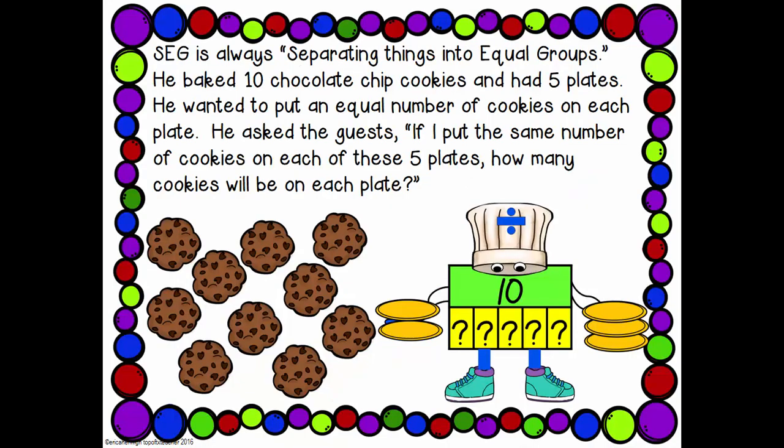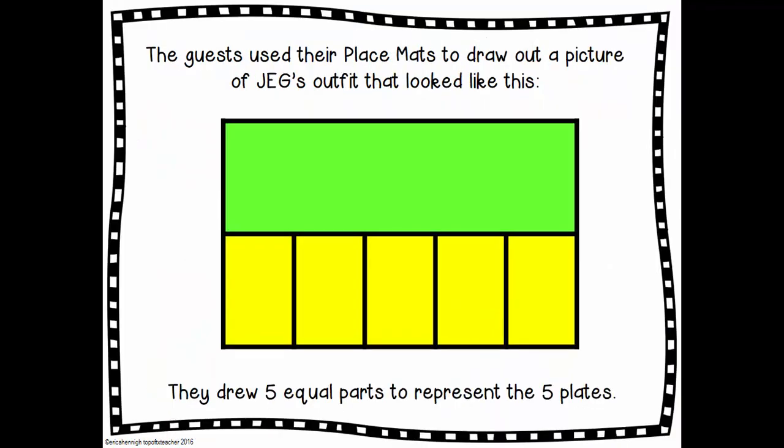Sag is always separating things into equal groups. He baked 10 chocolate chip cookies and had 5 plates. He wanted to put an equal number of cookies on each plate. He asked the guests, "If I put the same number of cookies on each of these 5 plates, how many cookies will be on each plate?"